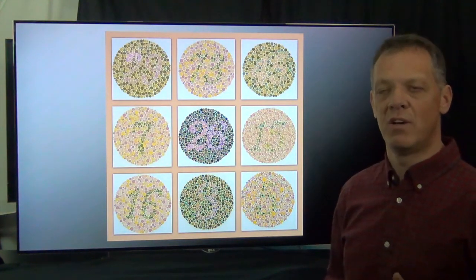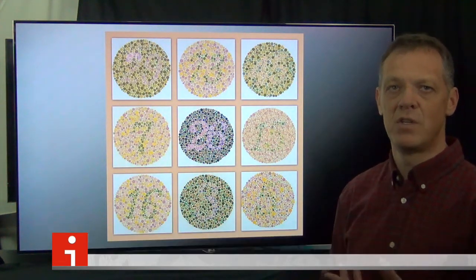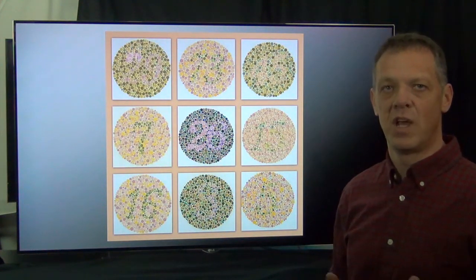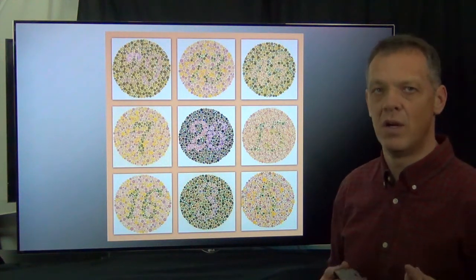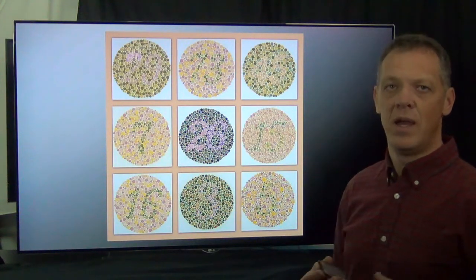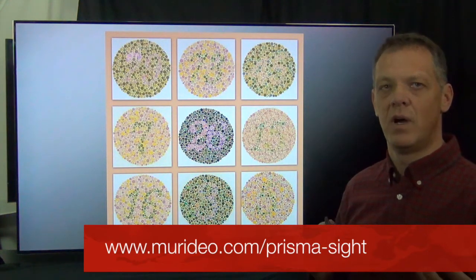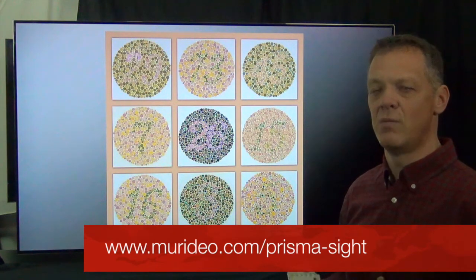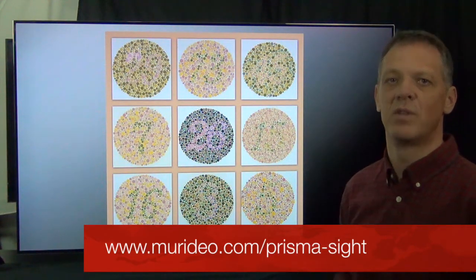To address that issue, we have 6 different tables on the Prisma. We have a way to simulate each one of those types of color blindness, whether it's a red deficiency, a green deficiency, or a blue deficiency, so that a person with normal color vision can understand what it's like to have the color vision deficiency and not be able to see the color. And we also have a way to compensate for it. We have those tables pre-built into the Prisma to help overcome the challenges of modern video content and the colors the way they're created by people with normal color vision, to adjust and enhance the video experience for people with a color vision deficiency.